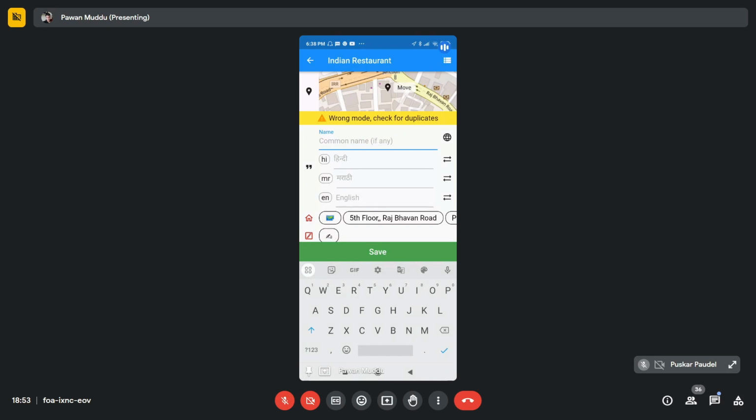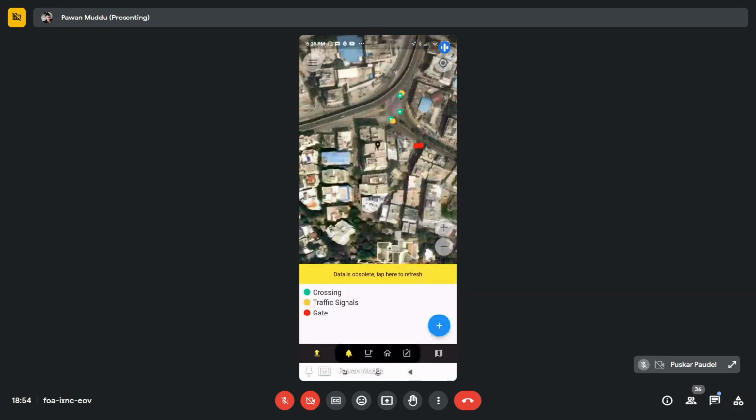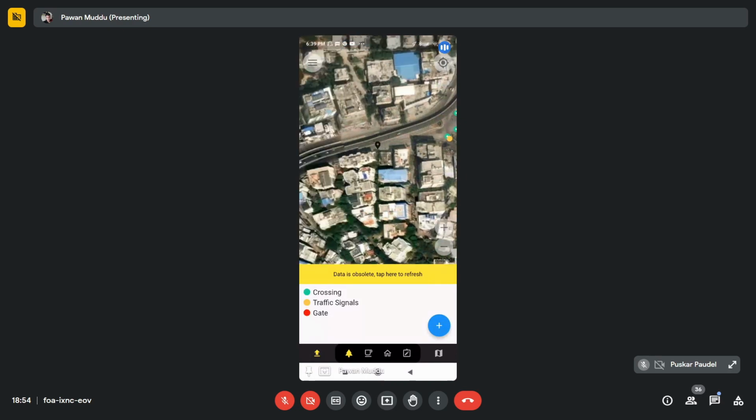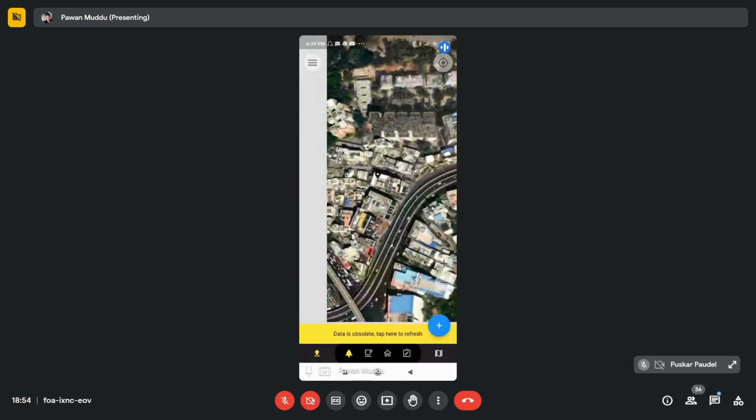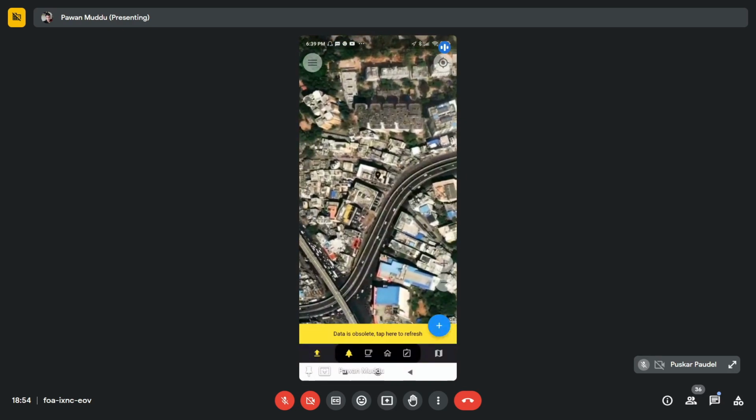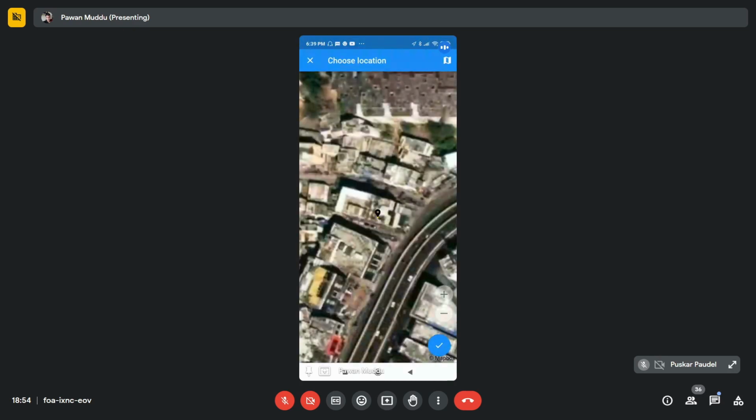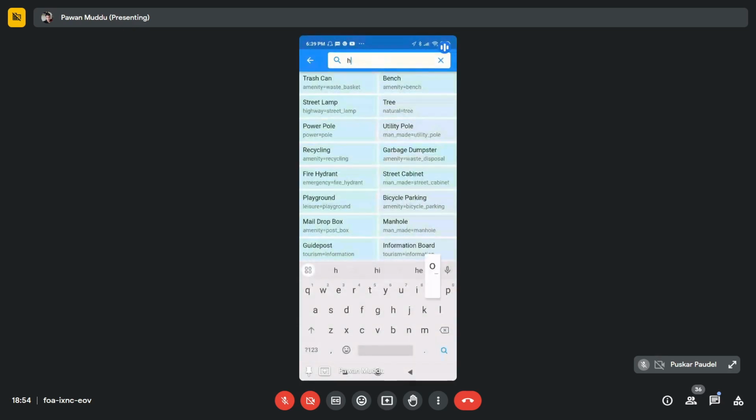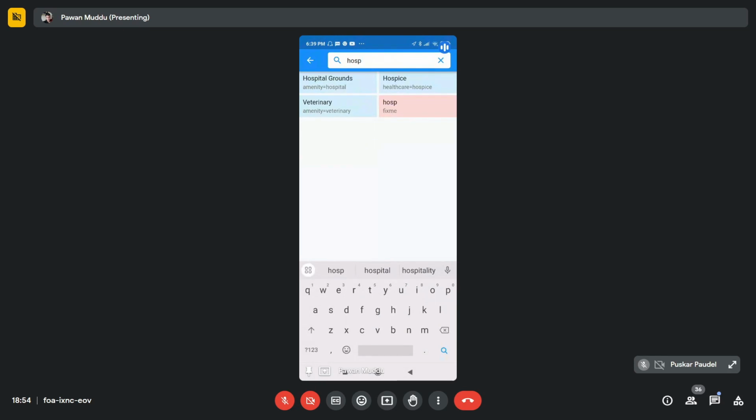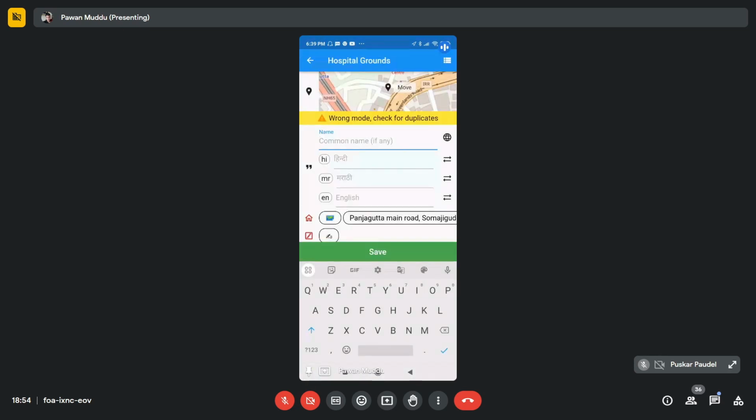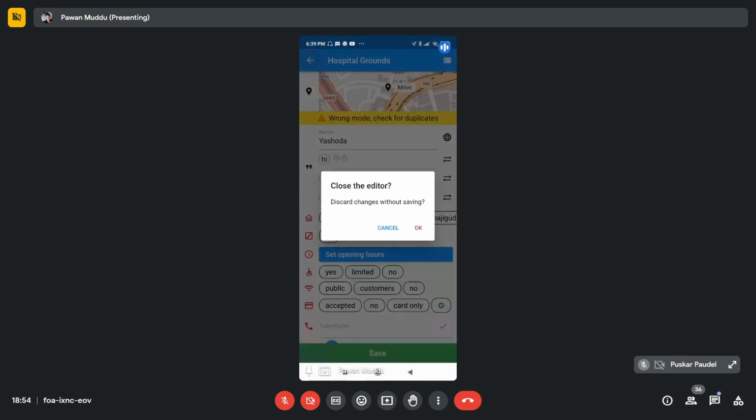So I can call this Kriti Gua, Andhra restaurant, and that's it. And if you want to map a hospital, come here, and you just click on this and press hospital. And here you have it, or amenity hospital. So if you want to map an amenity, I'll just say Yashoda. And it's done. So you have these kind of apps, guys.